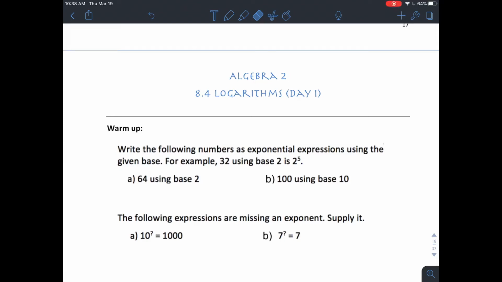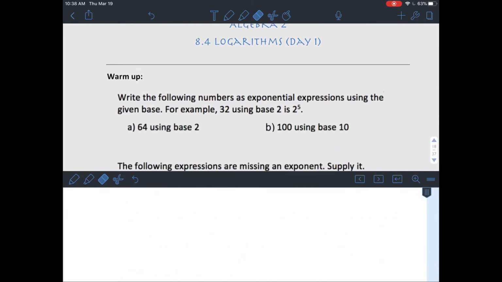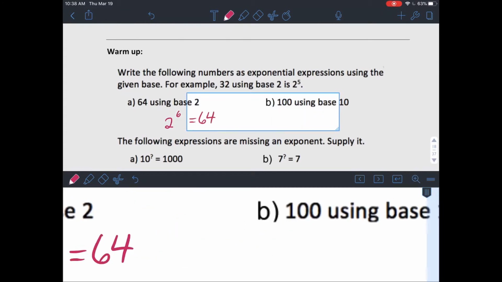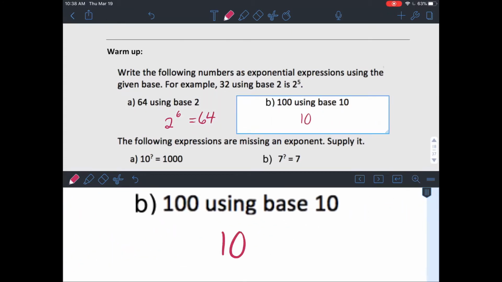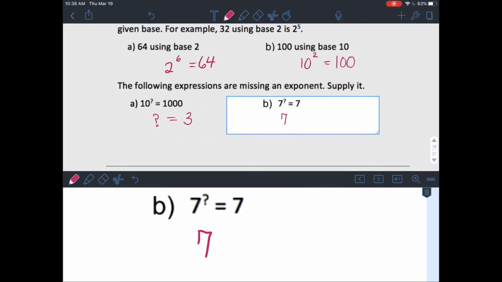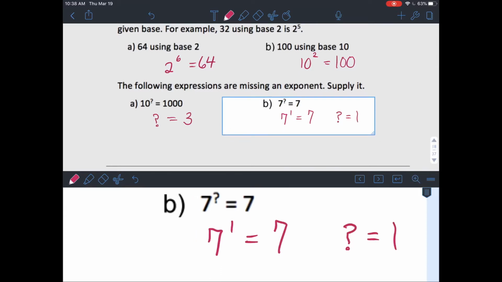So let's just talk exponents for a minute. Say that you want to write 64 using a base 2 exponential function. Since 2 to the 6th equals 64, that's a way you could write 64 using base 2. 100 using base 10 is just 10 squared. And if I'm looking for these exponents, since 10 to the third is 1000, that would be 3. And 7 raised to some power equals 7 means that power has to be 1.